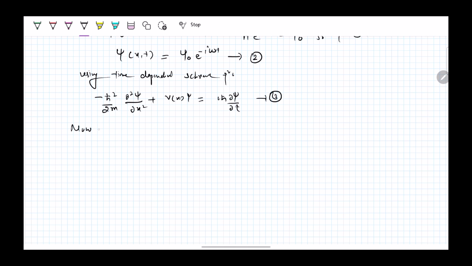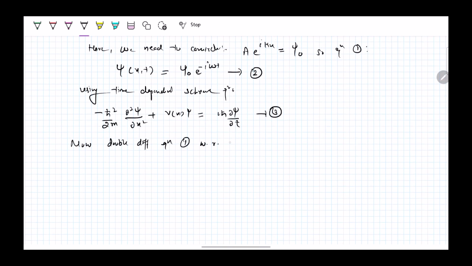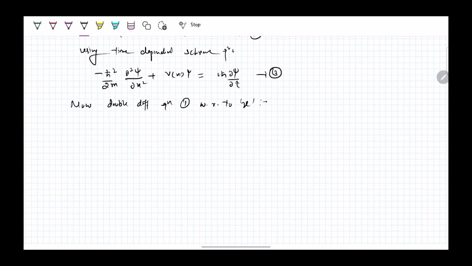Now double differentiate equation number 1 with respect to x. Again, the same pattern we are following as we have followed in the case of the time dependent Schrodinger's wave equation, right? So curly square psi over curly x square is equal to minus curly square over curly x square psi naught exponential minus iota omega t. Alright, and this is equation number 4.